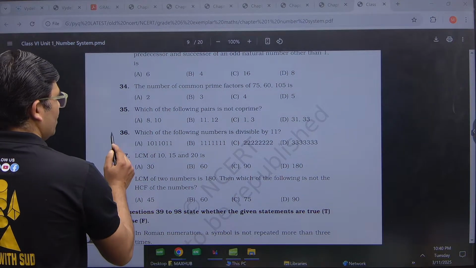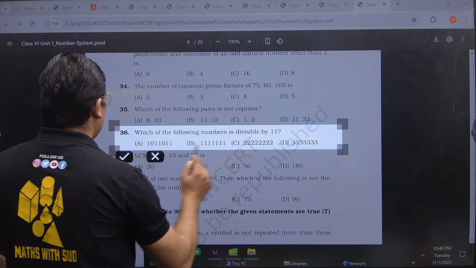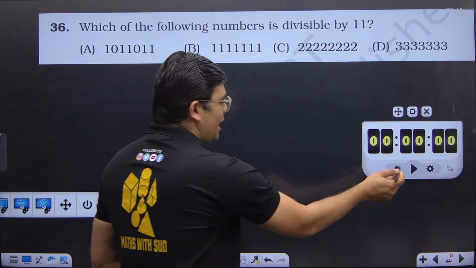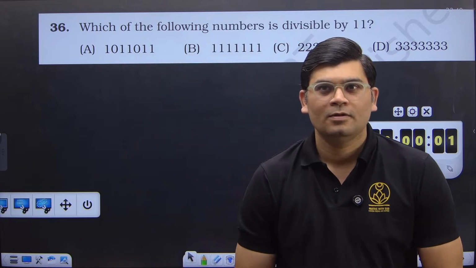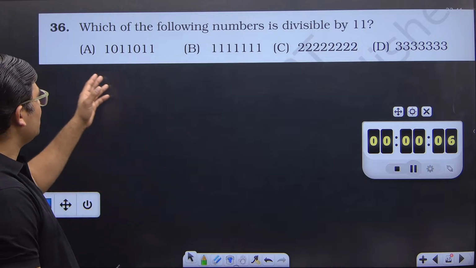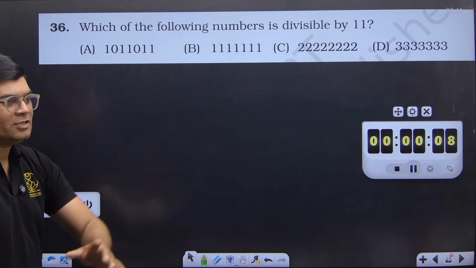Okay. Now a very beautiful question framed in front of you. Let me see who can answer this. So the time starts now. Let me know. बताओ बेटा इसका क्या आंसर? Which of the following number is divisible by 11?